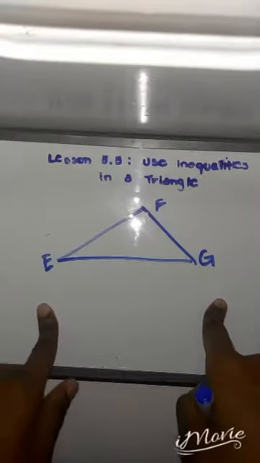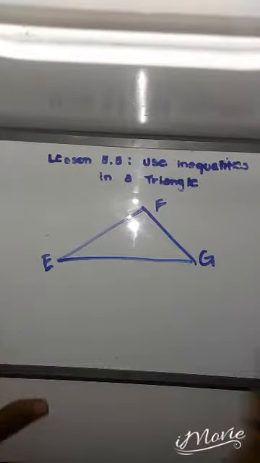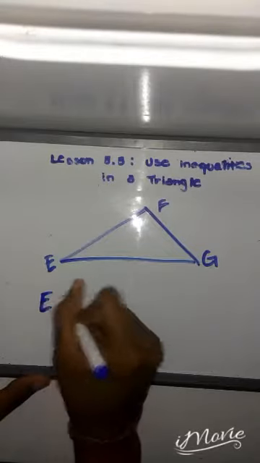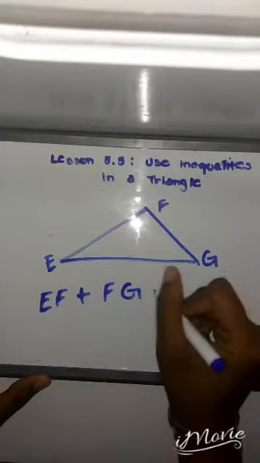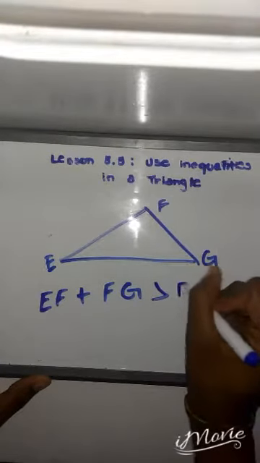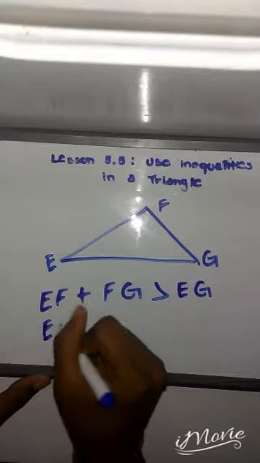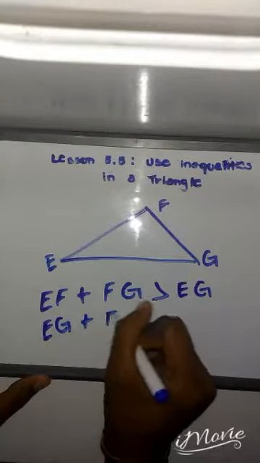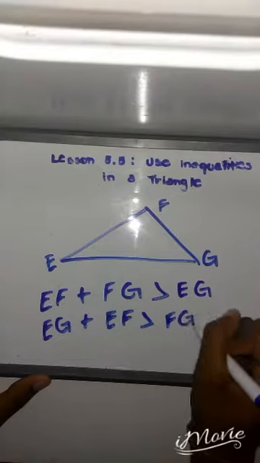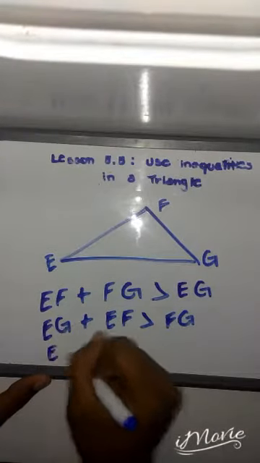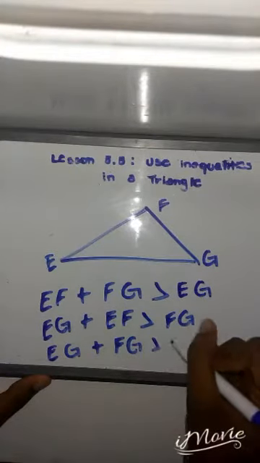According to Theorem 5.12, adding any two sides of this triangle will be automatically greater than the third side. So if you add side EF plus side FG, it would be greater than side EG. The same goes for adding EG plus EF, it'd be greater than FG, as well as adding EG plus FG, it'd be greater than EF.